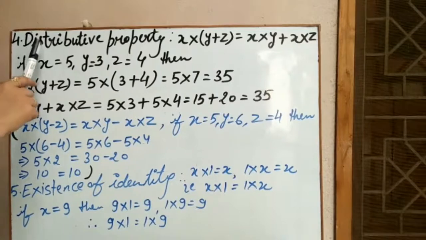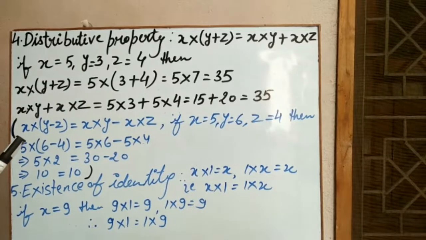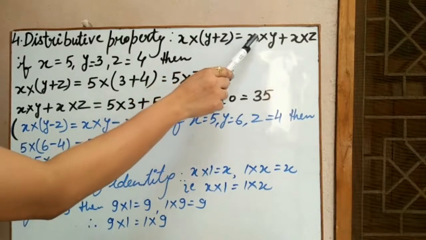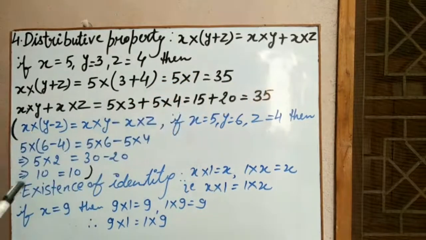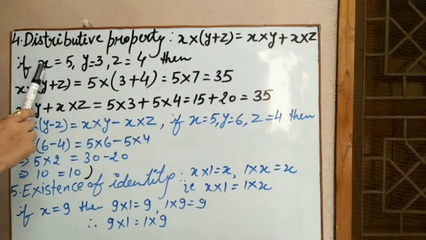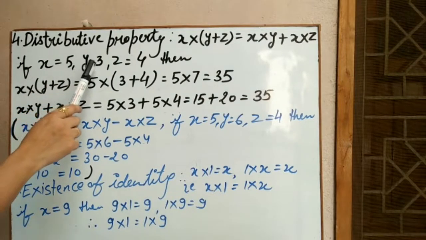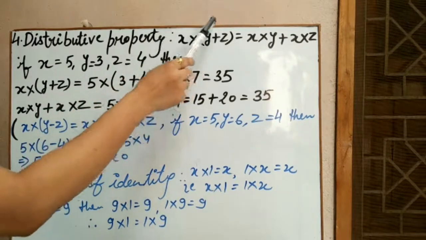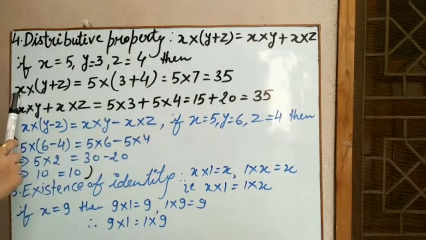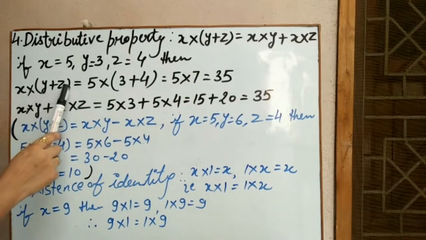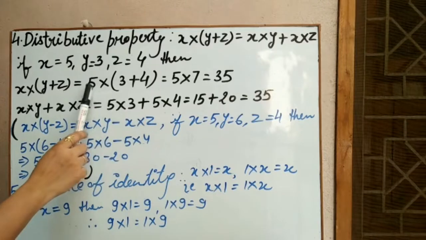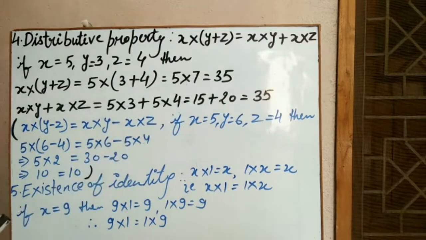The next is distributive property. If x, y and z are three whole numbers, then x into (y plus z) is equal to x into y plus x into z. Let's see an example. If x is equal to 5, y is equal to 3 and z is equal to 4, then we will find out the value of this one. x into (y plus z) is equal to 5 into (3 plus 4) is equal to 5 into 7 is equal to 35.